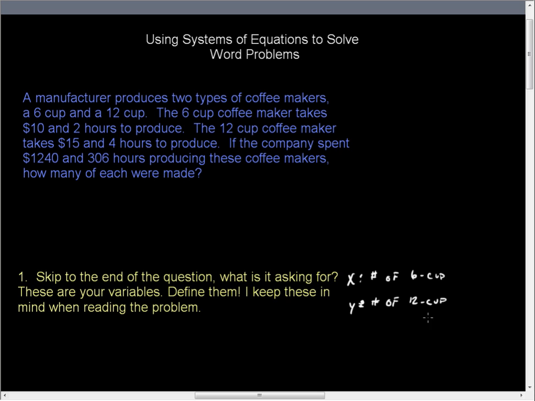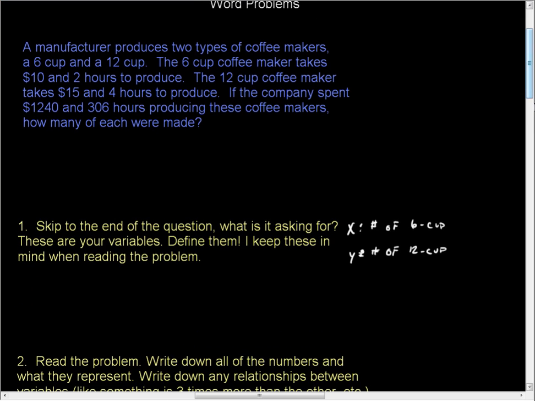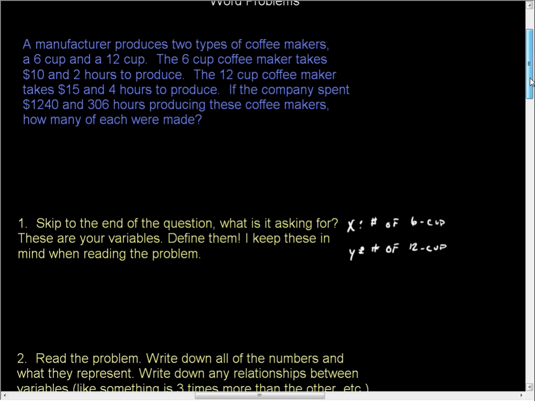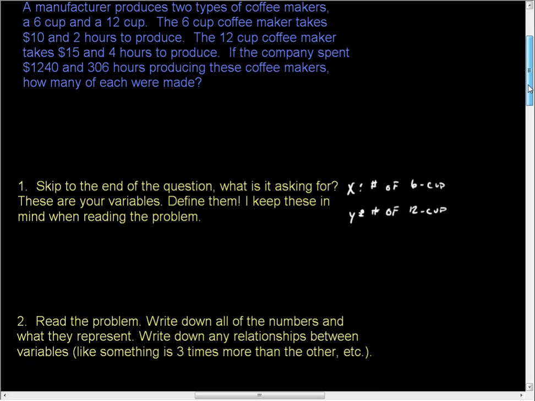Again, it's not that bad. You're just differentiating between the two because when you get done, you want to be able to interpret what you just did. Otherwise, you did it for naught, and it's not really all that much fun, is it? So for step 2, read the problem. Write down all of the numbers and what they represent, and then write down any relationships between variables.